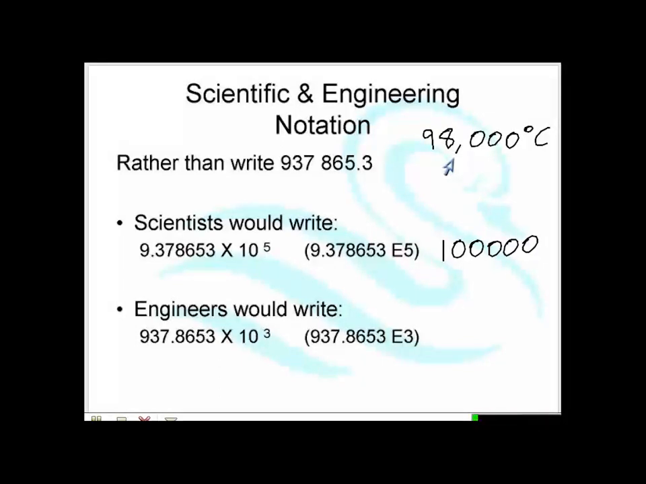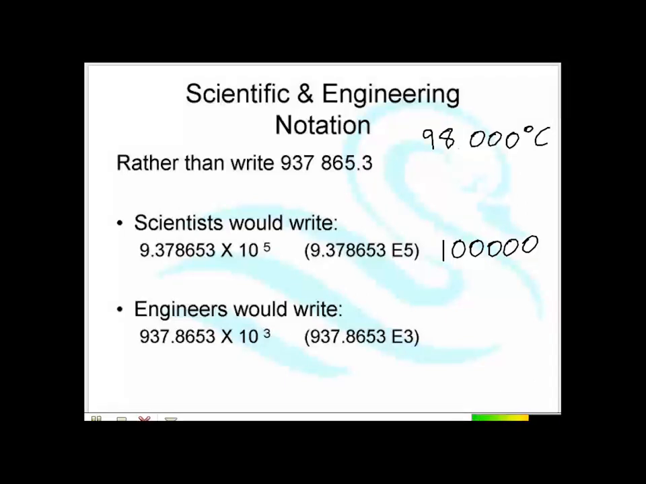So with engineers, we space things with a space. And in engineering notation, we go to that nearest space. So 937,865.3 would be written 937.8653 times 10 to the 3, or in some calculators, E3.